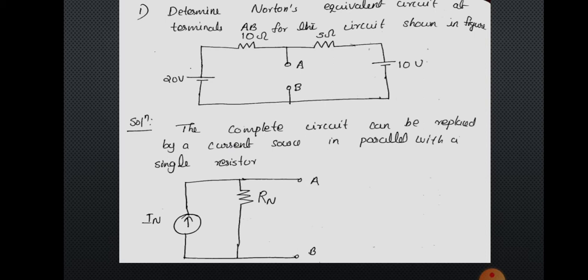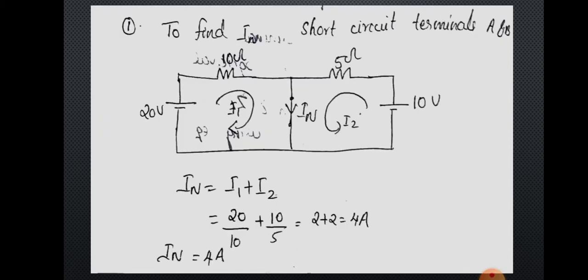So what is the first step? In the first step you have to find out Norton's current. Okay, before that you can draw the Norton's equivalent circuit as IN parallel to RN and the terminals A and B are open. And in the next step you can find out what is the value of IN, and also you can find out what is the value of RN. So the first step is finding IN.